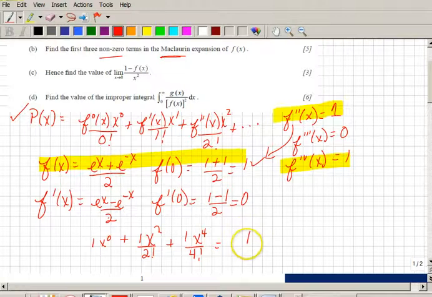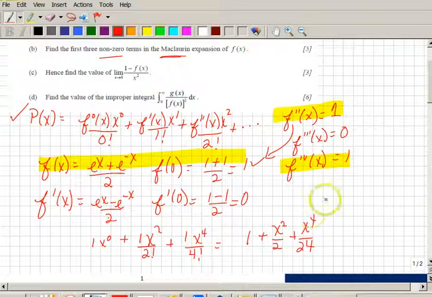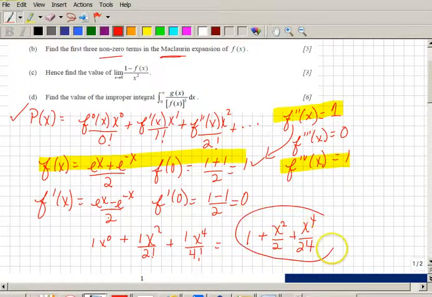x to the 0 is 1. x squared over 2 factorial is x squared over 2. And then x to the fourth over 4 factorial is x to the fourth over 24. So we have the first 3 non-zero terms in the Maclaurin expansion of f of x. Circled and done. Part B.